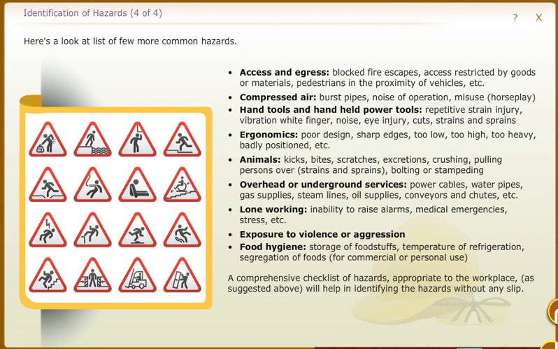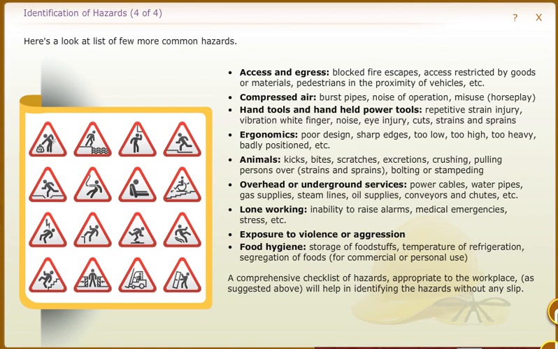Ergonomics: poor design, sharp edges, too low, too high, too heavy, badly positioned, etc. Animals: kicks, bites, scratches, excretions, crushing, pulling persons over, strains and sprains, bolting or stampeding. Overhead or underground services: power cables, water pipes, gas supplies, steam lines, oil supplies, conveyors and chutes, etc.